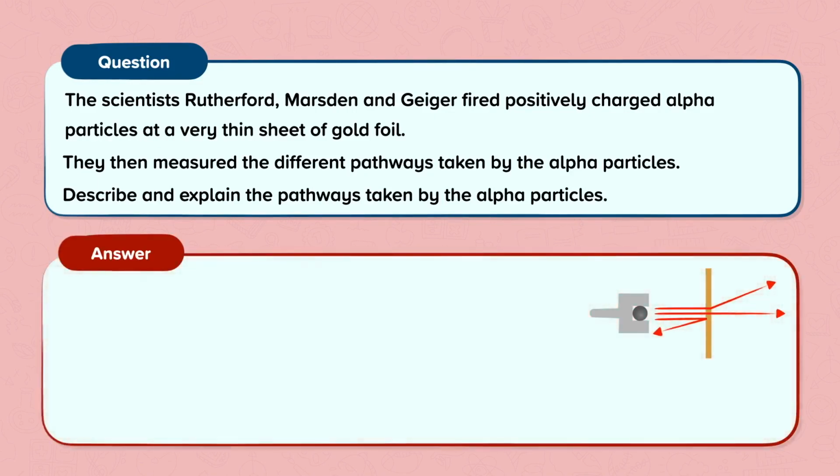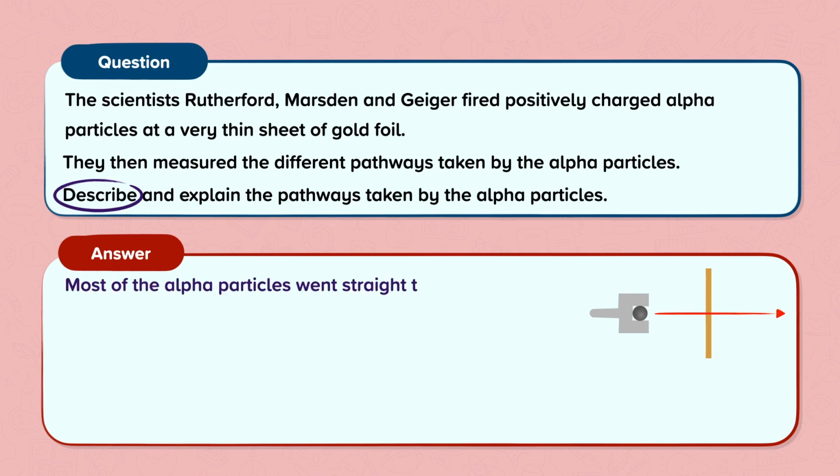Okay, what we need to do is describe and explain the pathways. Let's have a look at the first pathway together. We have to describe that. So if we think back to what we were talking about before, how many of the particles did this, and what is the sort of pattern that they are taking? Most of the alpha particles went straight through the atom.